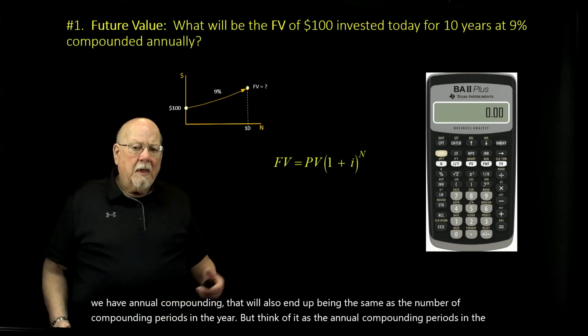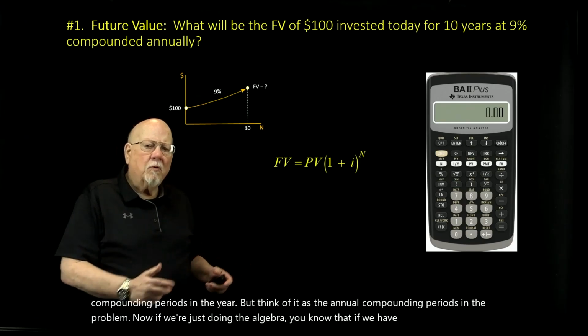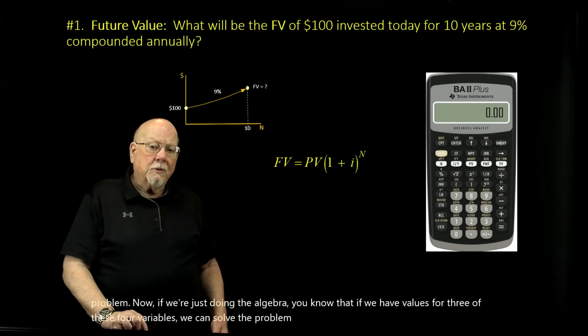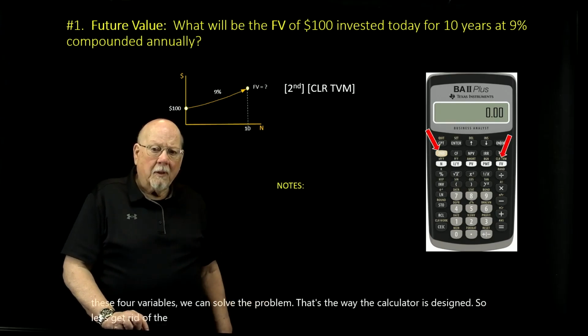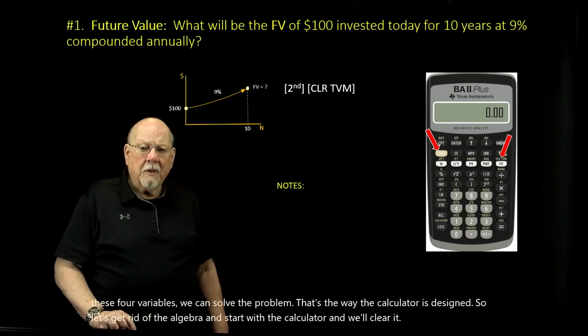Now, if we're just doing the algebra, you know that if we have values for three of these four variables, we can solve the problem. That's the way the calculator is designed. So let's get rid of the algebra and start with the calculator, and we'll clear it. And let's put the values in.